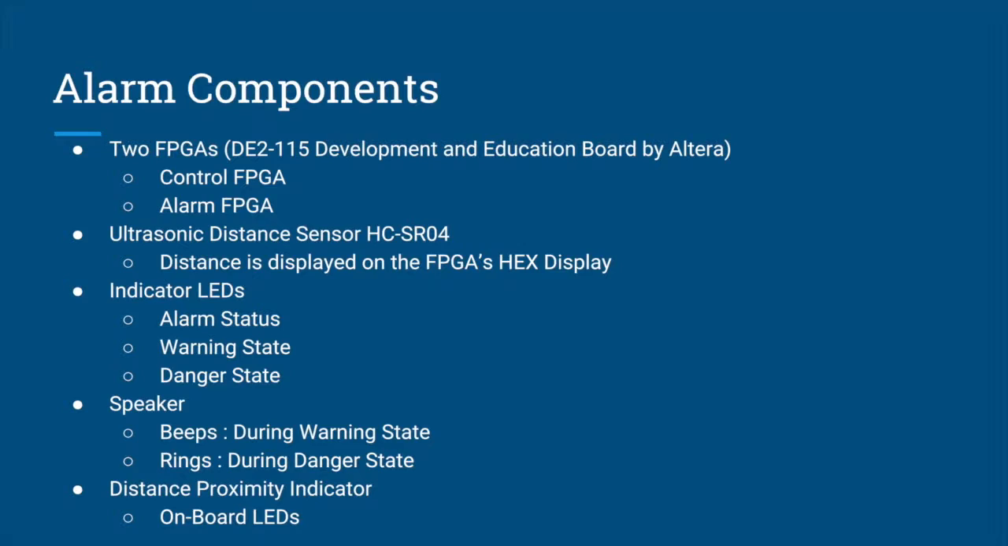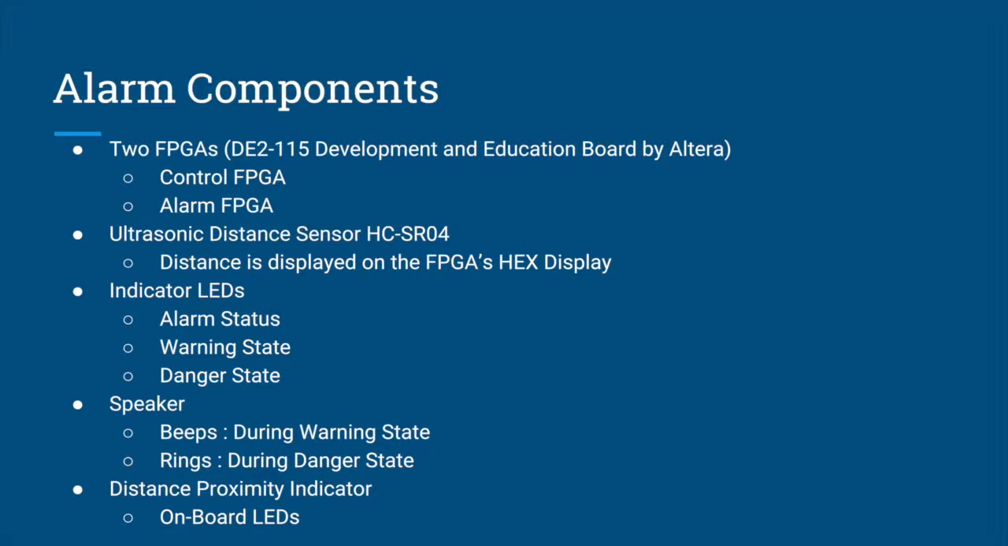The alarm components are 2 FPGAs, a distance sensor, 3 indicator LEDs, a speaker, and a distance proximity indicator. The 2 FPGAs used in this project are the DE2-115 boards by Altera. One was used as the control unit and the other one as the alarm unit. The distance sensor must keep track of the distance between the sensor and an object. And also, the distance must be displayed on the FPGA hex display.